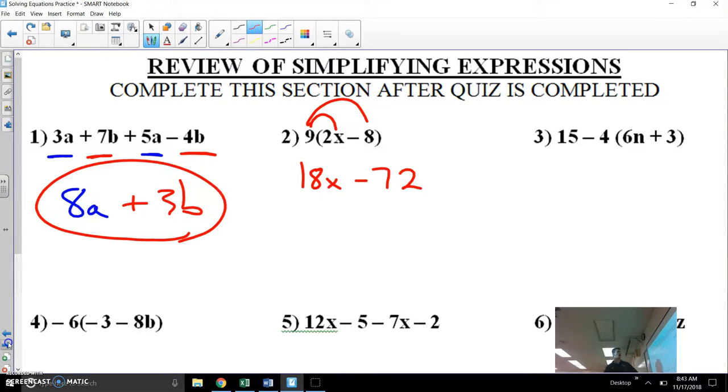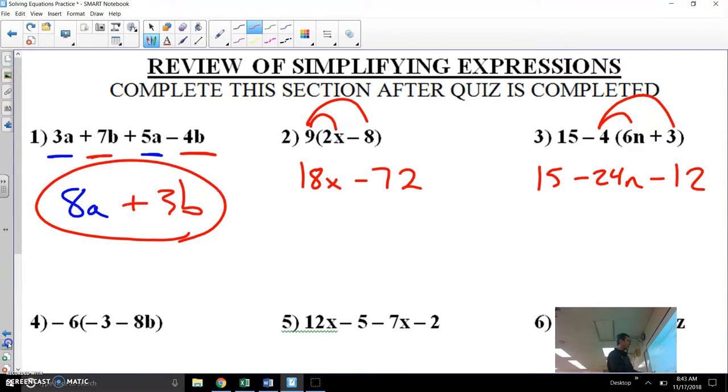So I'm looking at number 3, and you can try 4, 5, and 6 on your own. This 15 is kind of waiting for the distribution, and there may be like terms that come out of it. We'll just have to see. But this is negative 4 times 6, negative 24n. Negative 4 times 3, negative 12. Now, similar to this first problem, like terms do not have to be next to each other to put them together. For example, I see 15 and I see 12. Now, there's no equals, so there's no reason to change the sign of the operation that's currently there.